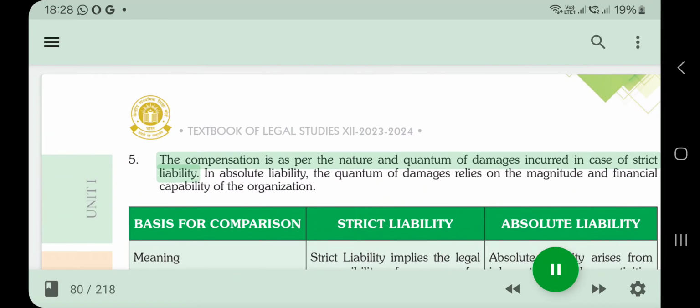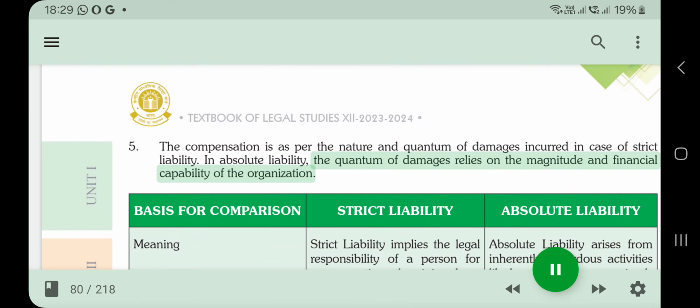5. The compensation is as per the nature and quantum of damages incurred in case of strict liability. In absolute liability, the quantum of damages relies on the magnitude and financial capability of the organization.